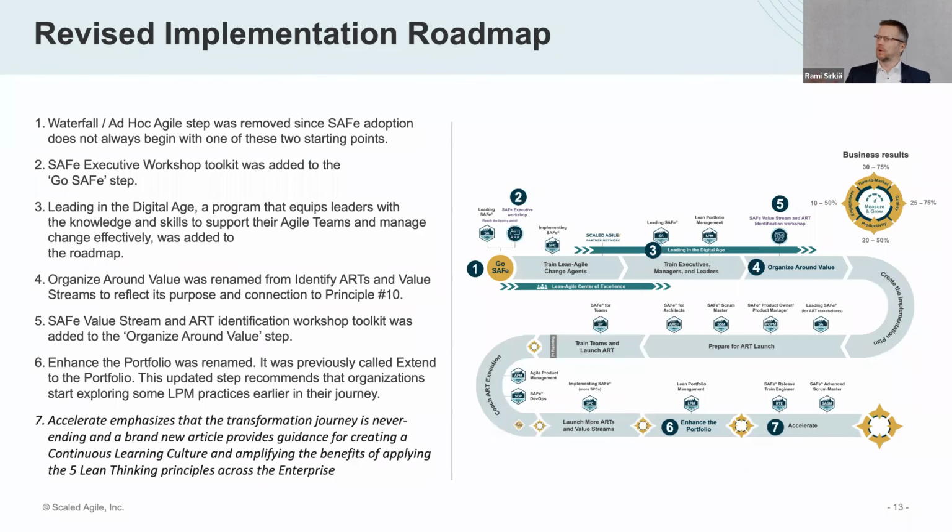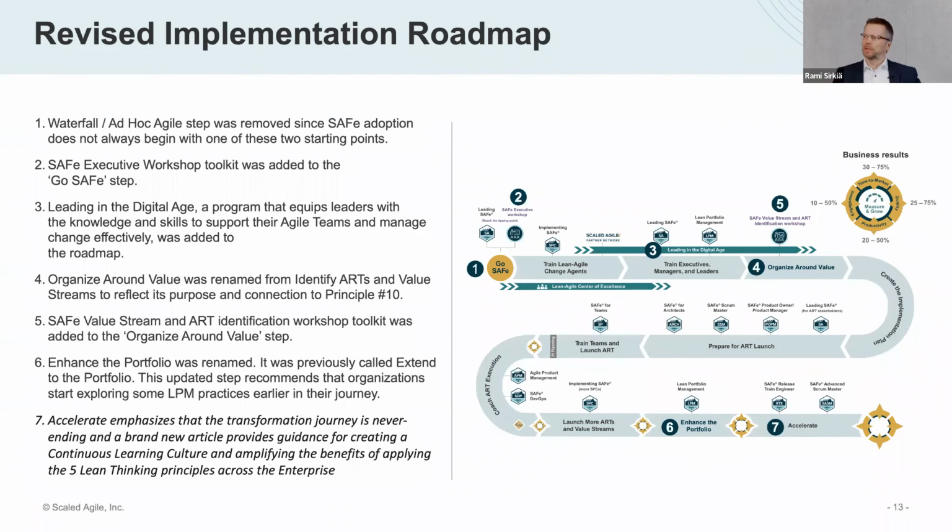Then organizing around value, it used to be called identify ARTs and value streams. Now it better reflects that principle number 10, which is also called organize around value. And then we have a workshop related to that identification brought here. So minor changes here. Number 6, enhance the portfolio, used to be extend the portfolio, but that indicated a bit too much that you start somewhere else and then you add the portfolio later. Obviously, that's not always the case. You can start from the portfolio level.